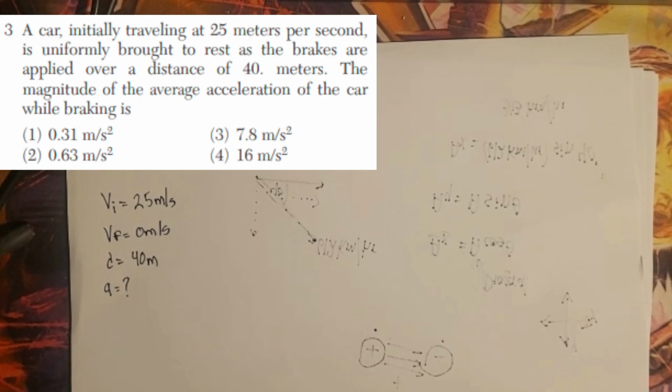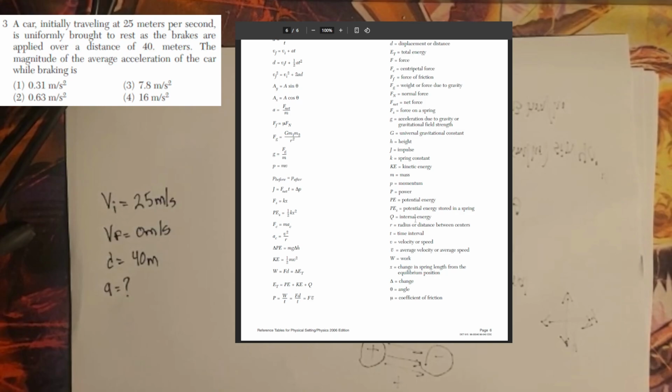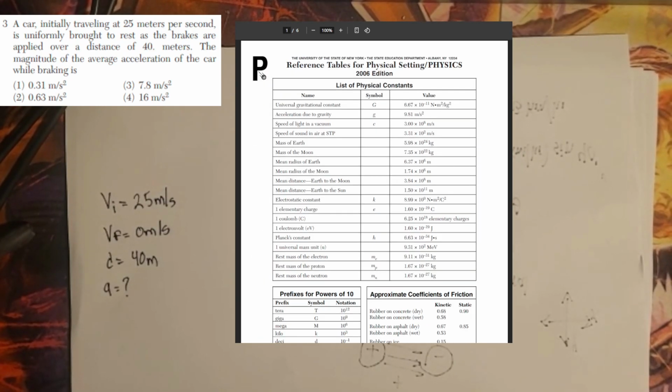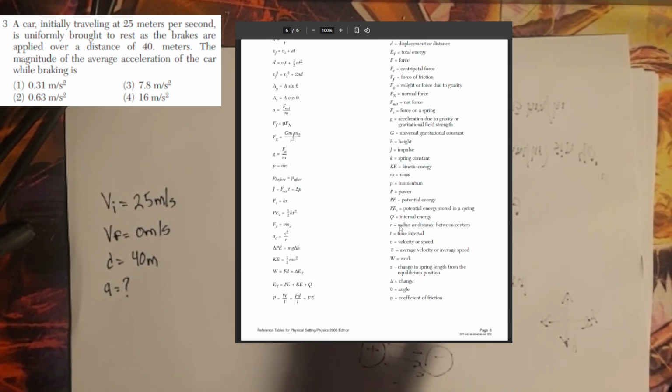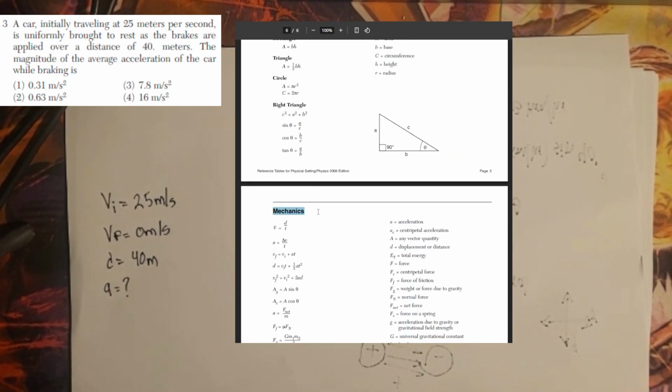So what we want to do now is find a formula that incorporates all of these. So here's your reference table, right? The 2006 edition, the exact same one that you're going to be getting on the day of your Regents exam. And if you're dealing with stuff about motion, everything regarding what we call mechanics, which is basically all about motion in the physical world, has its place on the last page.